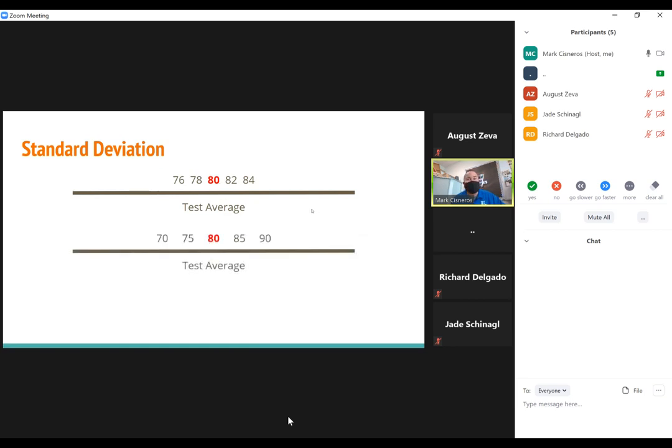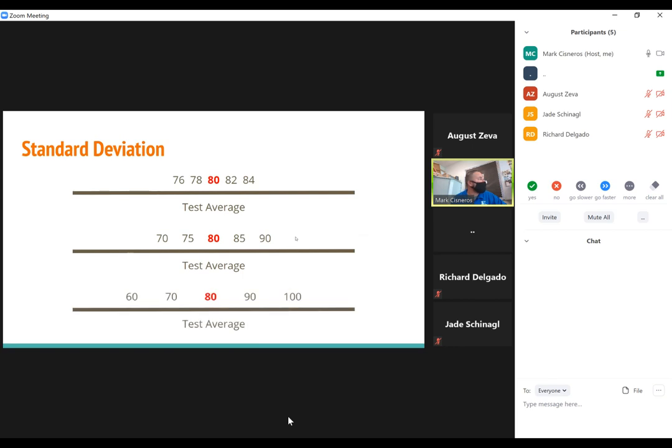What about these test grades? Same. There are 5 tests. The average is still an 80, but look how they're a little bit more spread out. A 70, a 75, an 80, an 85, and a 90. Is this lower than the previous one or a higher standard deviation? It's higher. They're a little bit more spread out.